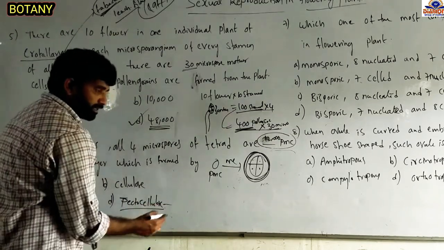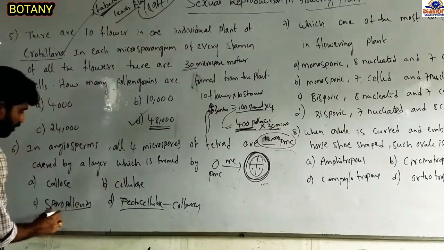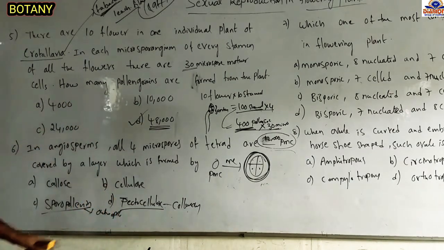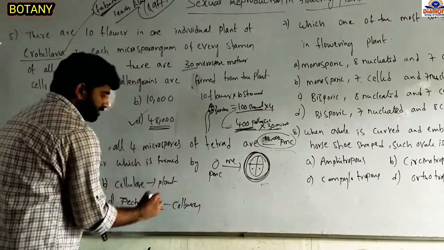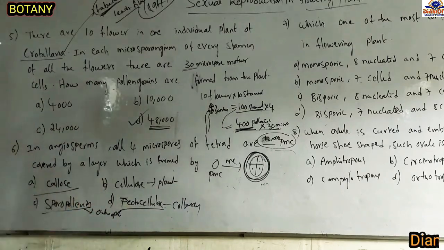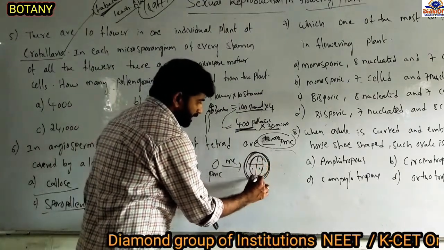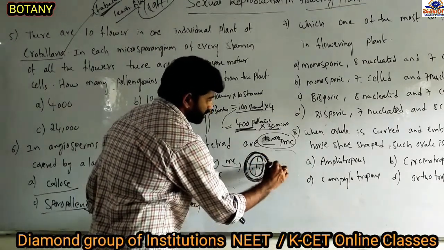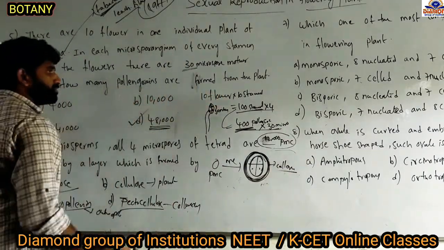Pectocellulose is just a chemical. It was seen in the pollen tube, and sporopollenin is present in the outer layer of the pollen grain, and cellulose is the cell wall of a plant cell. So here the 4 pollen grains, the pollen tetrads, are covered by a layer. That layer we call the callose layer. So the answer is the callose layer.